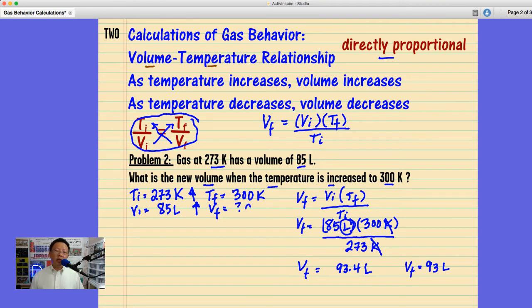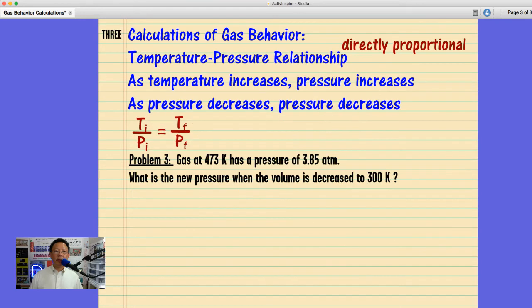So let's see, is this consistent with our prediction? If the temperature went up, did the volume in fact go up? According to our calculation, it did. And so that's consistent with our prediction. Let's take a look at the third relationship. In this relationship, we take a look at temperature and pressure.